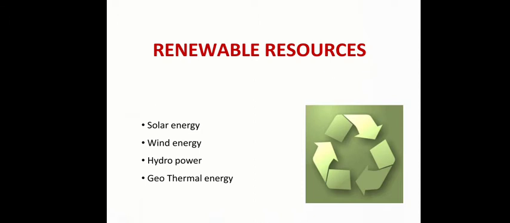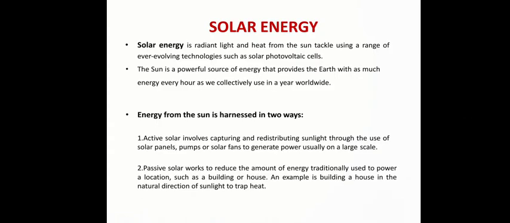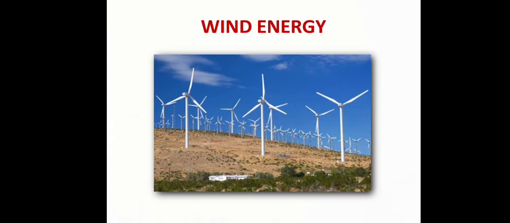Renewable resource examples are solar energy, wind energy, hydropower energy and geothermal energy. The first one is solar energy. It is radiant light and heat from the sun harnessed using a range of ever-evolving technologies such as solar photovoltaic cells. It can be harnessed in two ways: active solar involves capturing and redistributing sunlight, and passive solar works to reduce the amount of energy traditionally used to power a location such as a building or house.